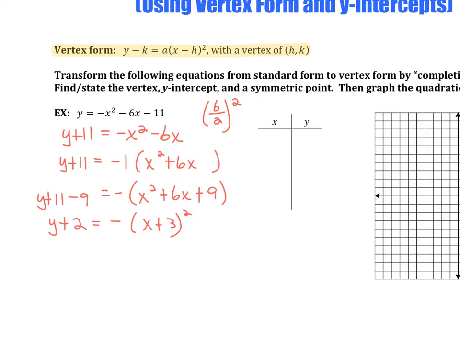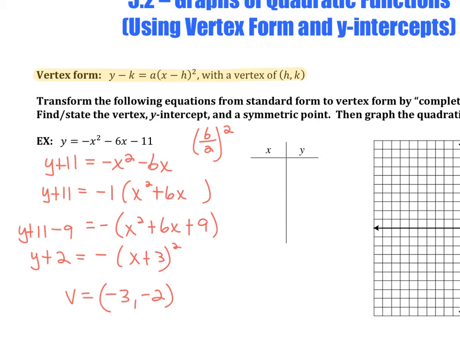All right, so we are now done with completing the square and transforming this equation from standard form to vertex form. Now I'm being asked to state the vertex. So the vertex is going to be negative 3 comma negative 2.